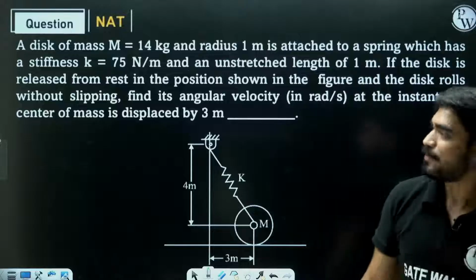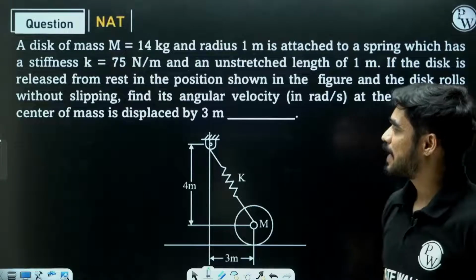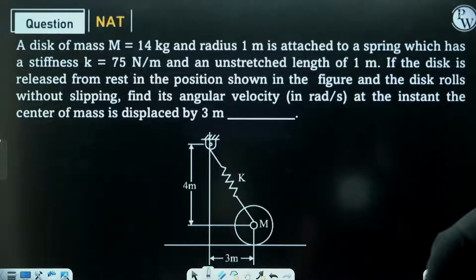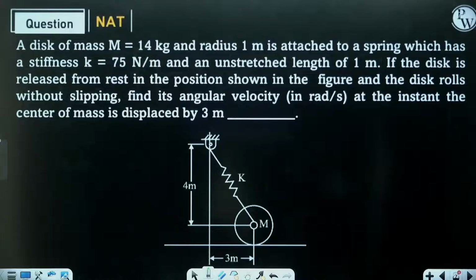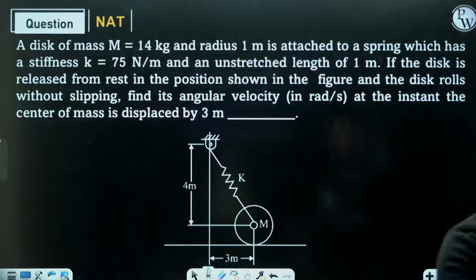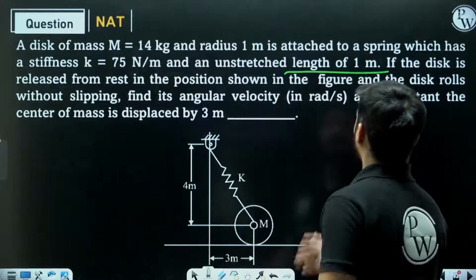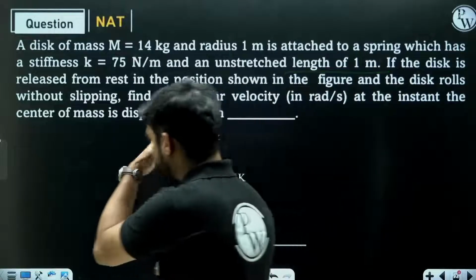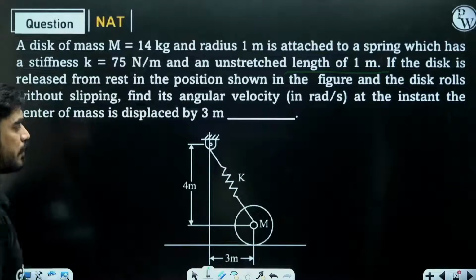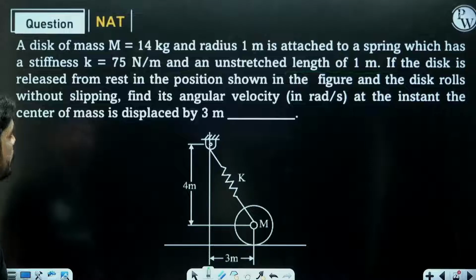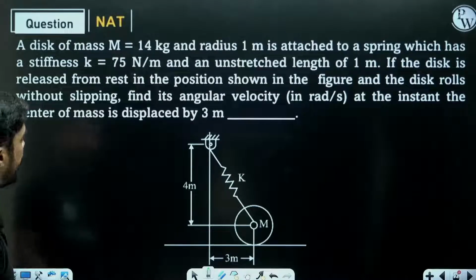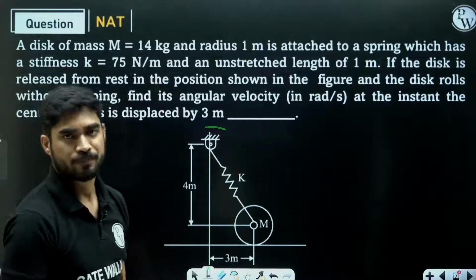class as an assignment. A disk of mass m equals 14 kg and radius 1 meter is attached to a spring which has a stiffness of 75 Newton per meter and an unstressed length of 1 meter. If the disk is released from rest in the position shown in figure and the disk rolls without slipping, find its angular velocity at the instant the center of mass is displaced by 3 meter.